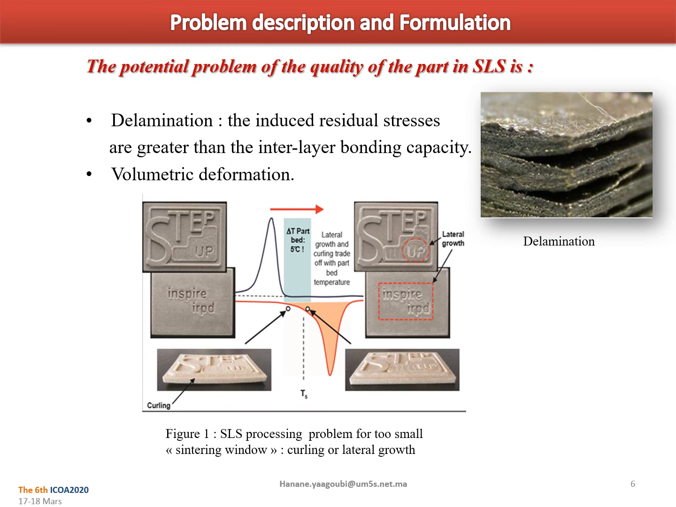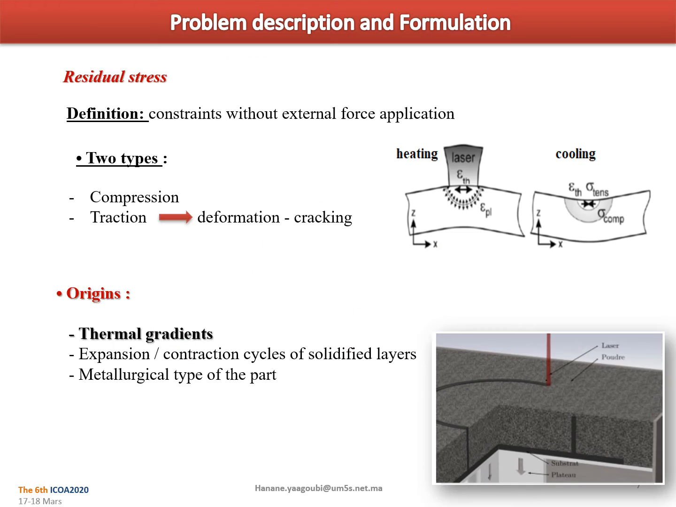So the major problem that affects the quality of the final parts in the selective laser sintering process is the appearance of delamination and volumetric deformation, such as curling and lateral growth, as you see in this picture. The definition of residual stress is the constraint without external force application. There are two types, the compression type and traction type, such as deformation and cracking, and their origins are the thermal gradients.